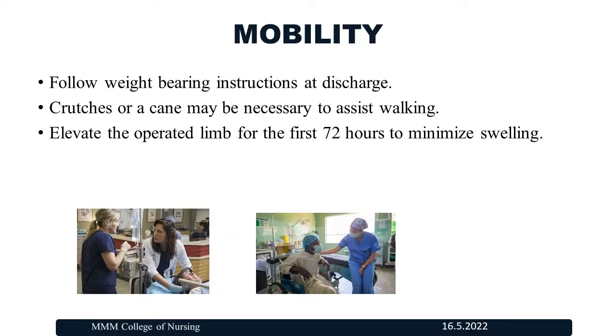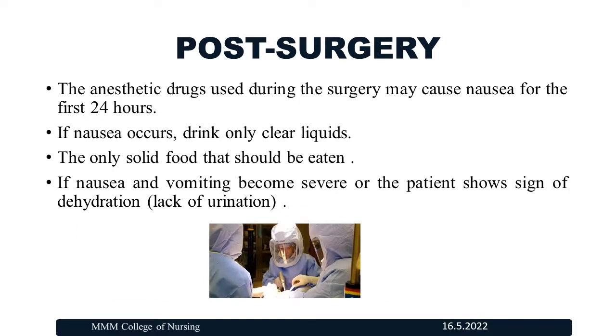Then mobility. Follow weight bearing instructions at discharge. Crutches or a cane may be necessary to assist walking. Elevate the operated limb for the first 72 hours to minimize swelling.